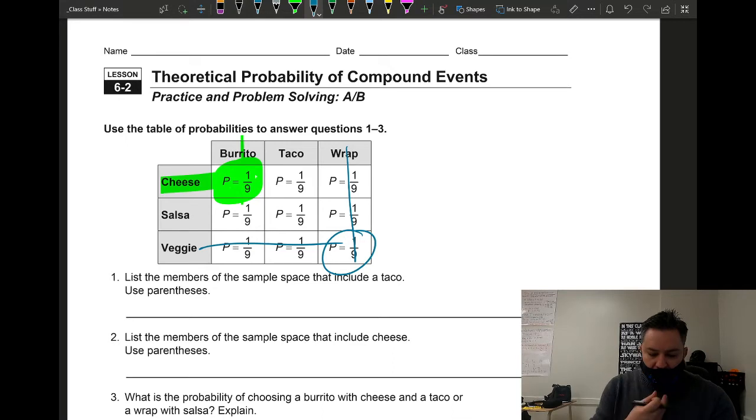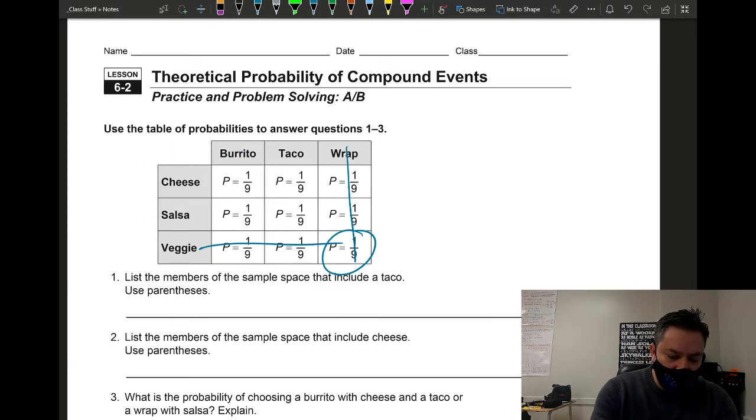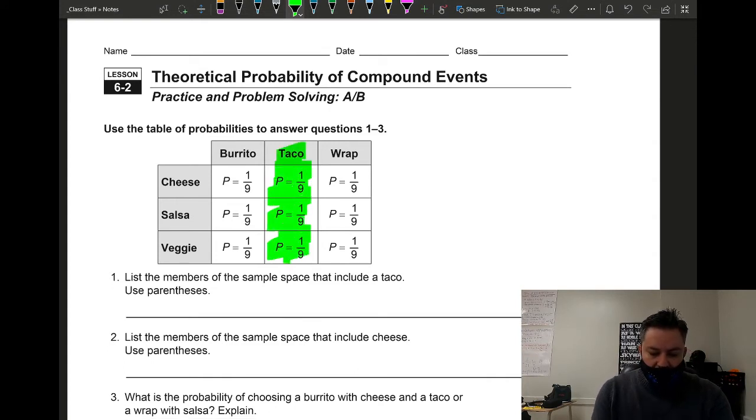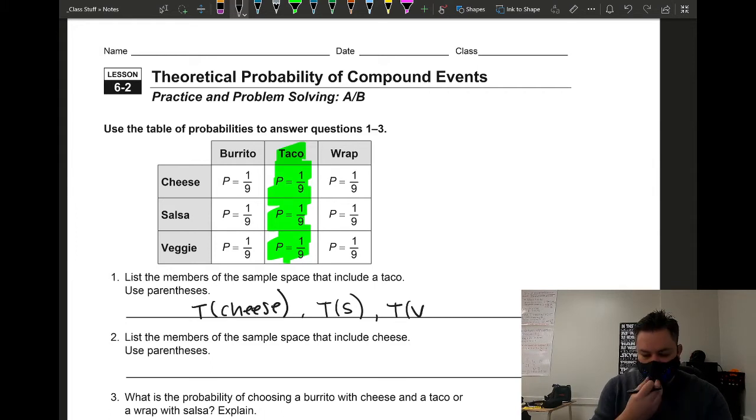Now, number 1, it says list the members of the sample space that include a taco. And it says use parentheses. So this is what you're going to do. You're going to look at the tacos right here and then see what comes with the taco. What type of taco can you get? So basically, you can get a taco with cheese. You can get a taco with salsa. And you can also get a taco with veggie. That is it. That's all you gotta do. So it's 1/9 of each.